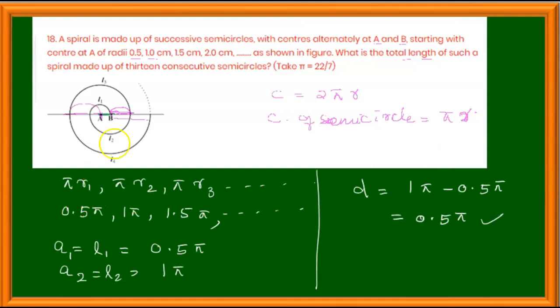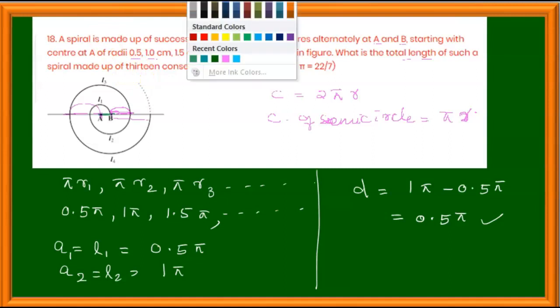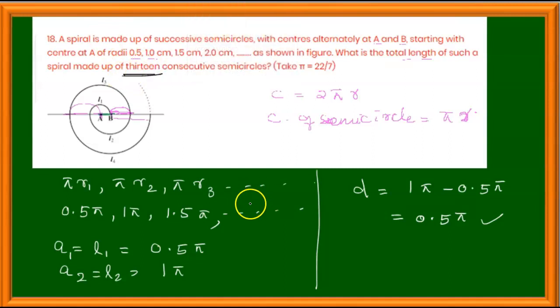D we got, A we got, but we have to calculate the total length. N is given here. Yes, look here, 13 consecutive semicircles. So N is also given, N is 13. So we can calculate the total length of that, which is nothing but Sn. So S13 we need to calculate, right?